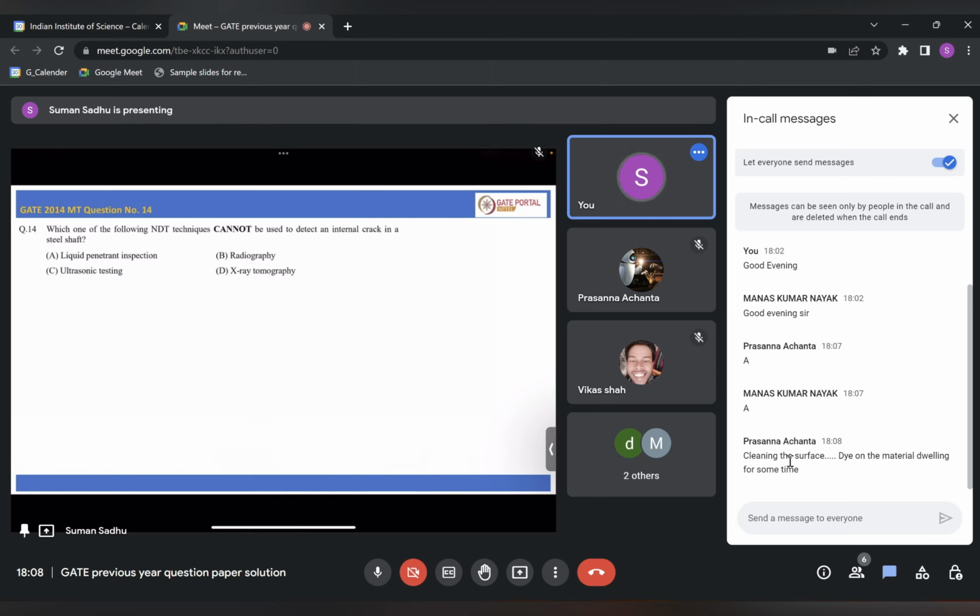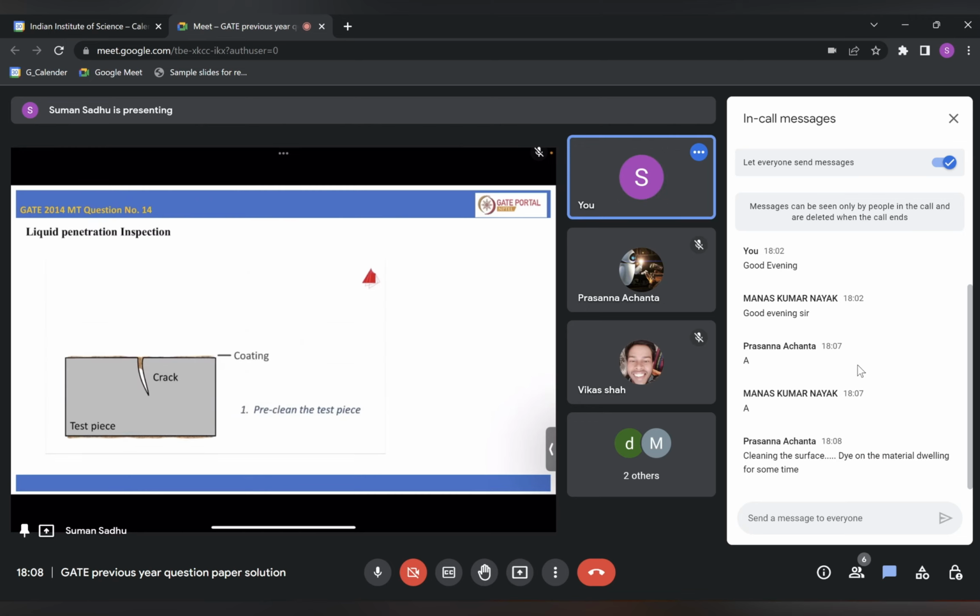Cleaning the surface, dye on the material, cooling for some time, and then there is one more step. Then you have to apply a developer. Okay, let's discuss the liquid penetration inspection first.